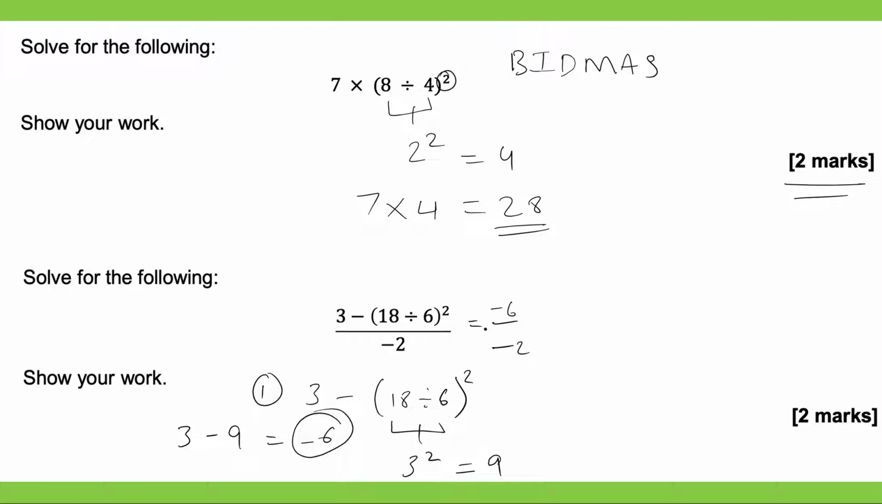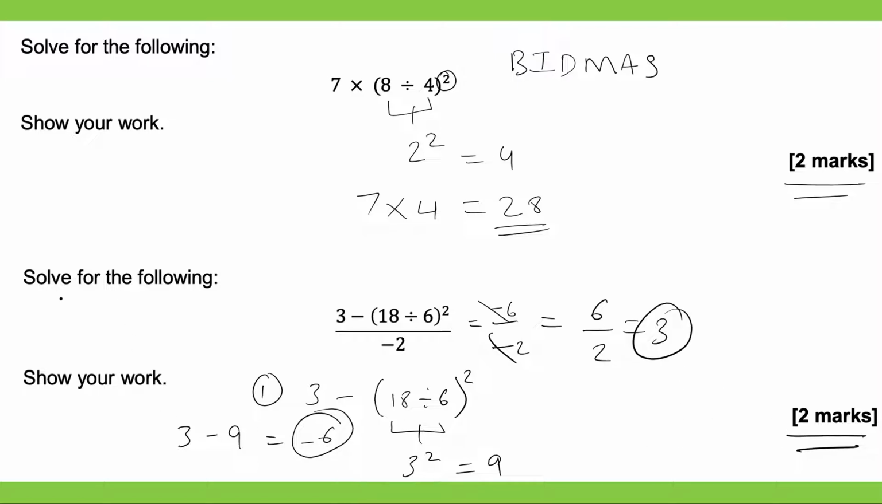Whenever we have two negatives together, this would always give us a positive outcome, so the negatives just cancel out. We have a negative at the top and a negative at the bottom, so they just cancel out. So now we're left with 6 divided by 2. 6 divided by 2 gives us an answer of 3, and that will be our final answer and will give us 2 marks.